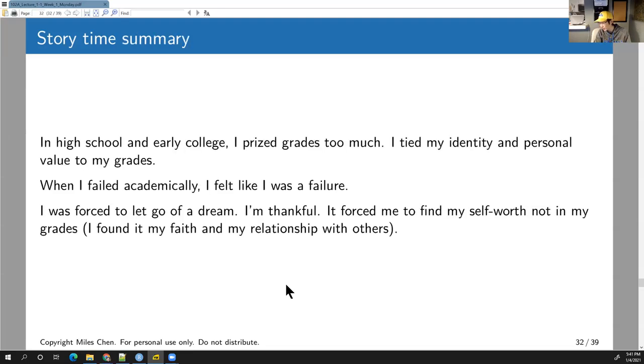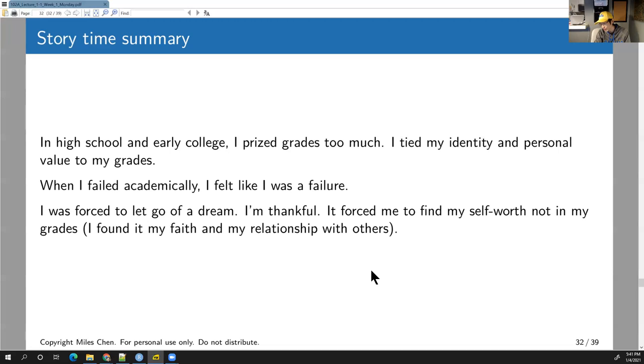So anyway, this is my summary. I had to let go of the dream, but I'm thankful. It forced me to find my self-worth not in my grades. I eventually found it in my faith and my relationship with others. And so that all had to happen. And it was hard. It was definitely hard at the time.